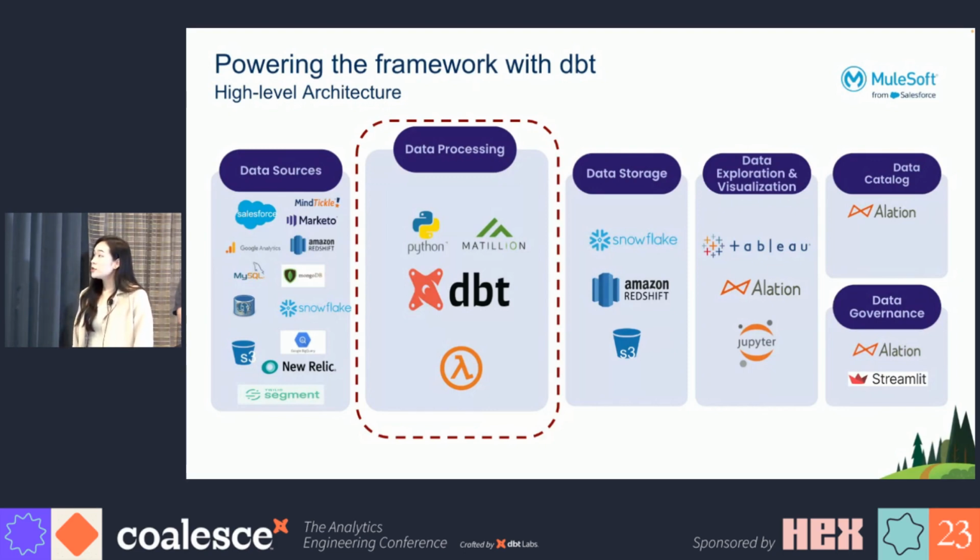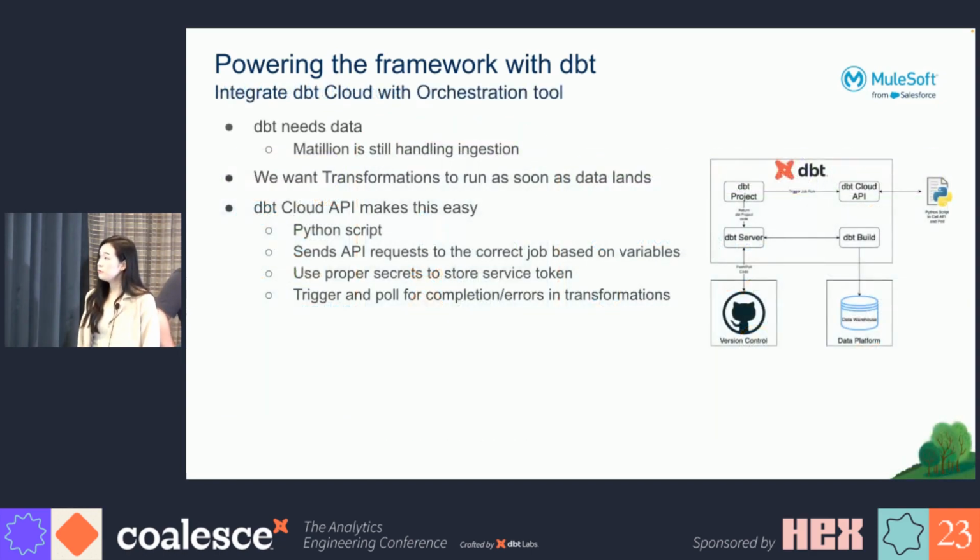For data exploration and visualization, data analysts usually use Tableau for their reporting. Data scientists use Jupyter Notebook for machine learning models. And we use Alation as our data exploration, data catalog, and data governance tool, and we use Streamlit as well for data governance. And then I will hand it over to Dakota so that he can talk more about the technical details.